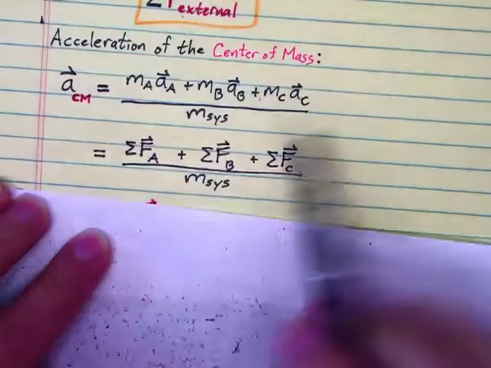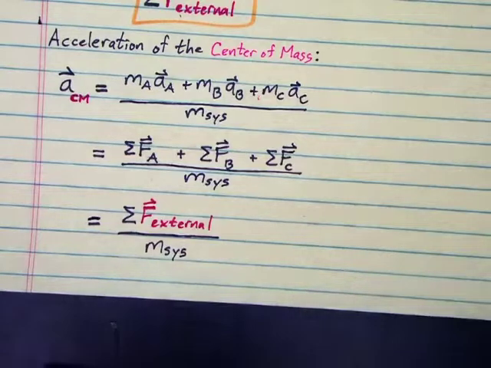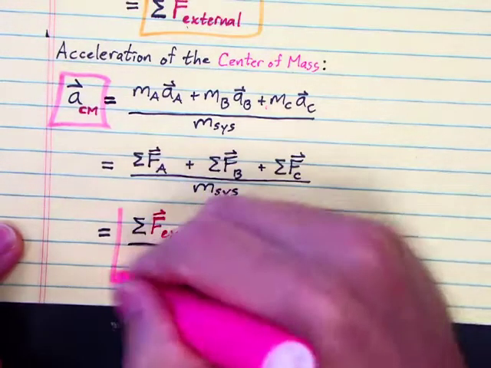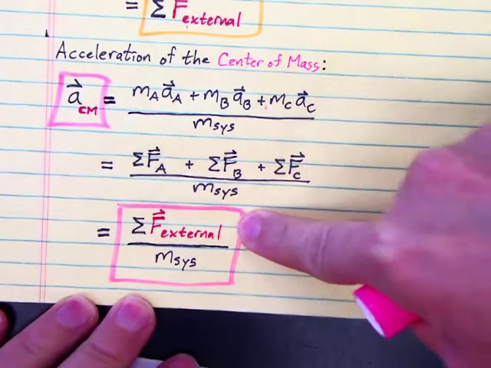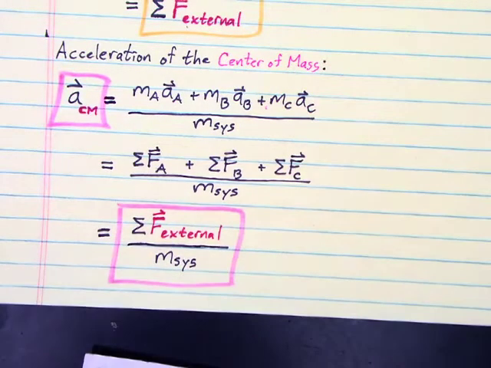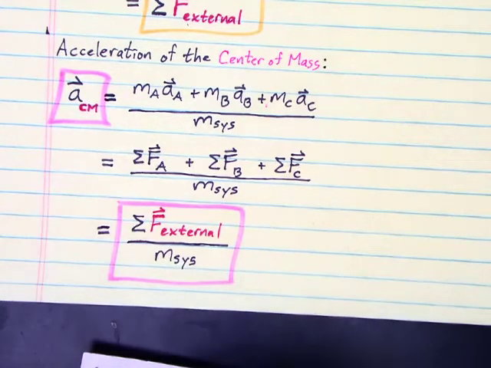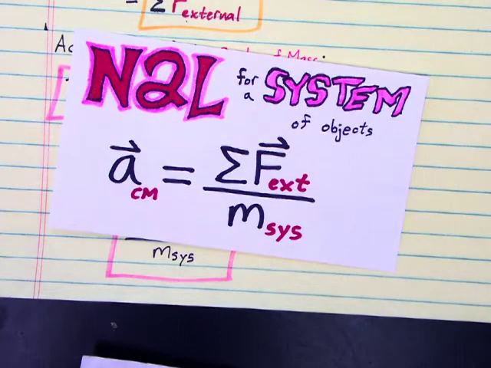So in other words, this numerator here is just equal to the net external force on our system, and we've shown that the acceleration of the center of mass of a system will be caused by the net external force on the system and resisted by the total mass of the system. Okay, so that's our derivation of our new version of Newton's second law for a system of objects. And in the next video, we'll consider the implications of this law and look at some illustrative example scenarios.